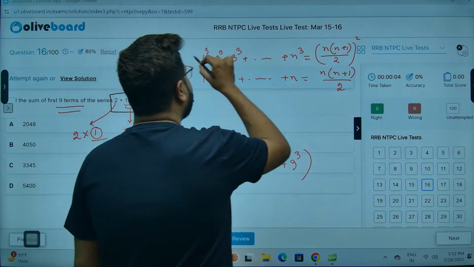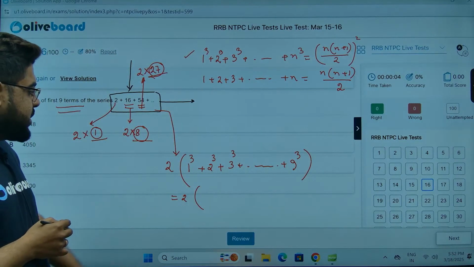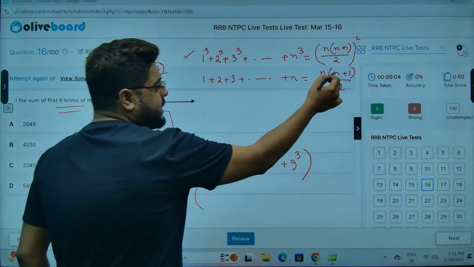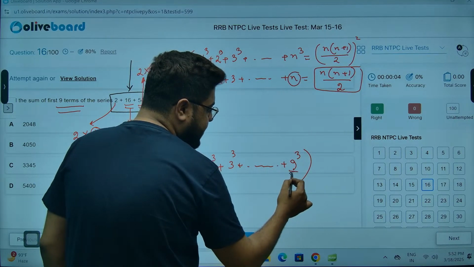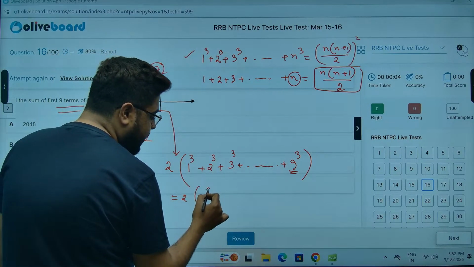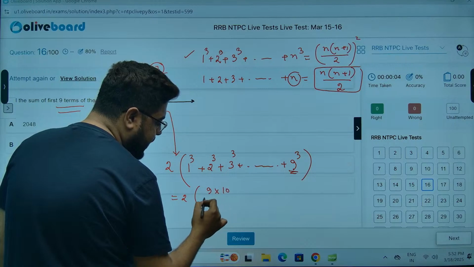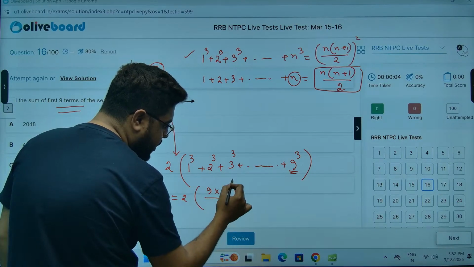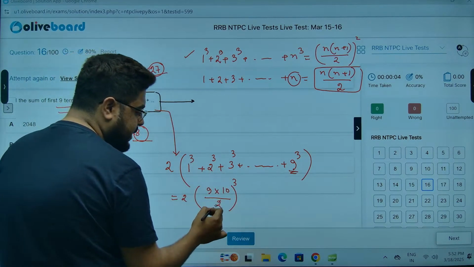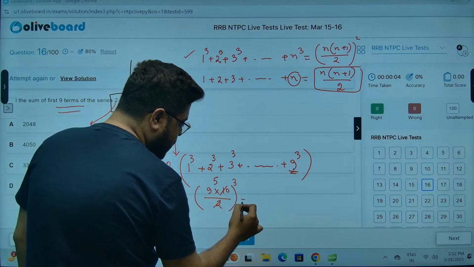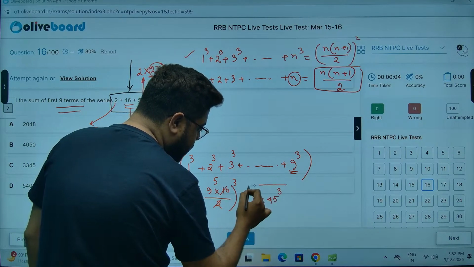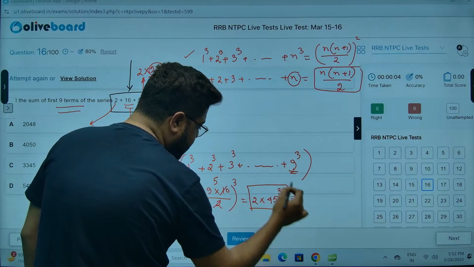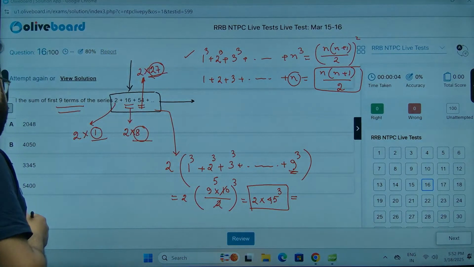but the formula for the sum of cubes. So you just take this same logic. Now, here, what is the value of n, sir? Here, the value of n, sir, is 9. So it is 9 into 9 plus 1, 10, divided by 2, the whole square of that. So it is 5. So 2 into 45 square, sir. So just figure out the value, sir.